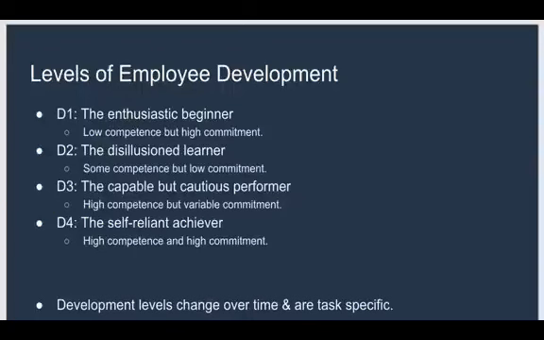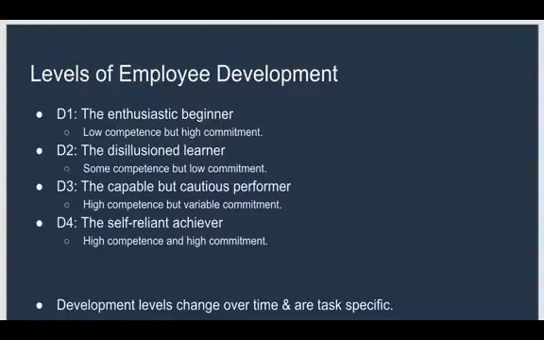Now, alongside identifying four leadership styles, the model also identifies four levels of employee development. The first of those is D1, which you can think of as being an enthusiastic beginner. Here your subordinate is low competence, but high commitment. Basically, they are inexperienced, but they're enthusiastic. Your subordinate may show willing, but they lack the specific skills that the task requires.